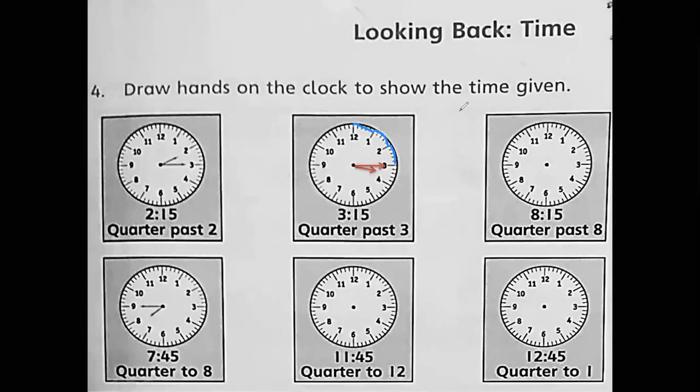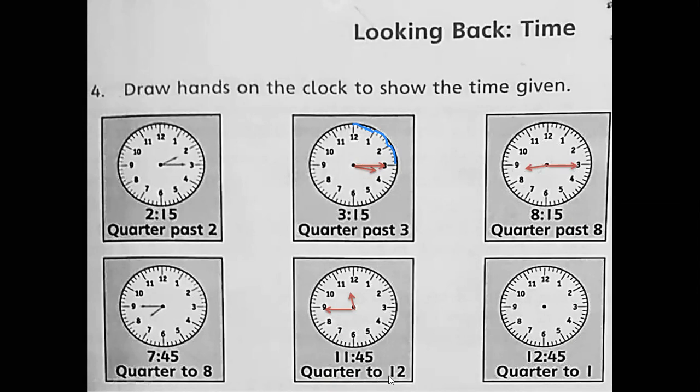Similarly, in the second clock here the time is 8:15. The hour hand will be in front of 8 and the minute hand will lie exactly on 3. The next is 11:45, or quarter to 12.